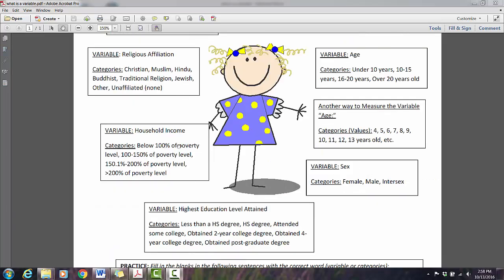So take a moment to read over the other example variables on the page. Besides hair color and eye color, the rest of them are actually very commonly used in the social sciences. Look at the characteristic that's being listed for the variable, then the categories that are being used.